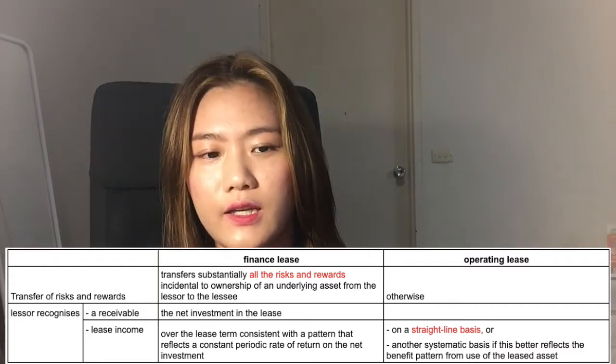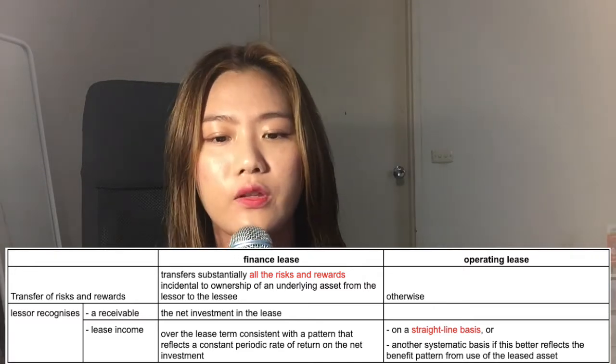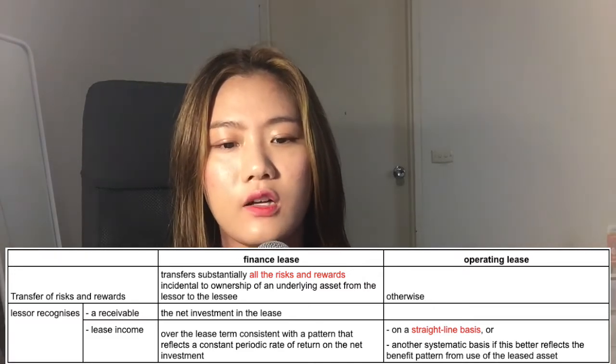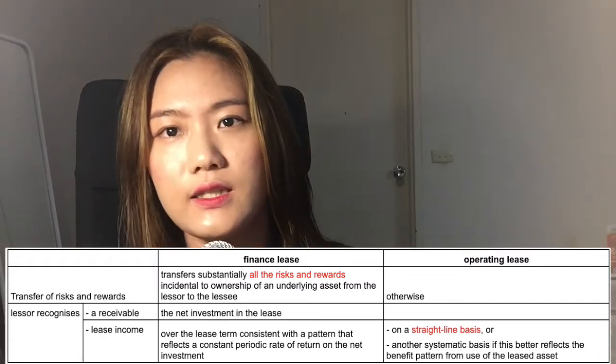Also, for a finance lease, the lessor recognizes lease income over the lease term consistent with a pattern that reflects a constant periodic rate of return on the net investment. It is the lessee's obligation to recognize right of use assets and the related liability in the balance sheet, except when leases are for short term or involving low value assets such as computers, where a lessee can elect to account for lease payments as an expense, not in the balance sheet.